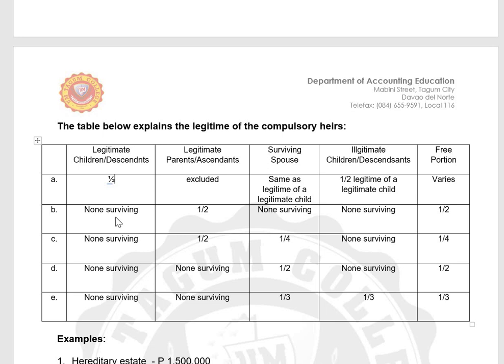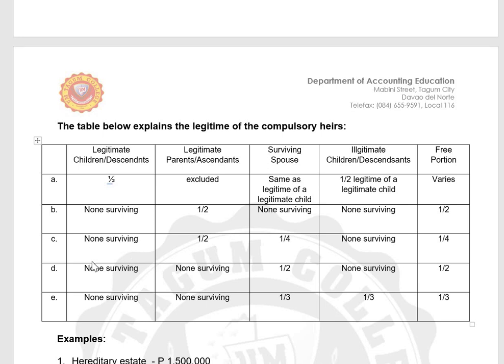Okay? So sa letter B naman, so if walang legitimate children, yan, 'di ba? So as what I've said kanina, maka-share lang si parents sa legitime if walang legitimate children or descendant. So, in this case kasi, wala siyang surviving spouse, then wala din siyang legitimate children. So, kay parent is 1/2, then free portion is 1/2. Okay? Yan. So, again, yung free portion is yung part ng hereditary estate na freely disposed ni testator.